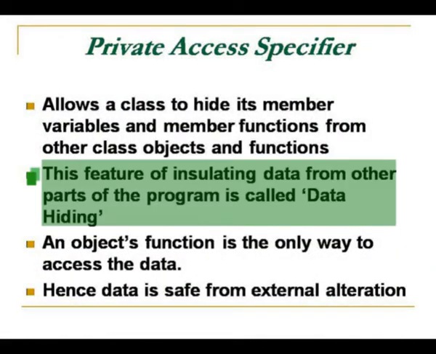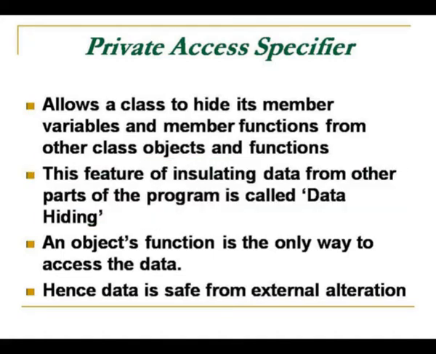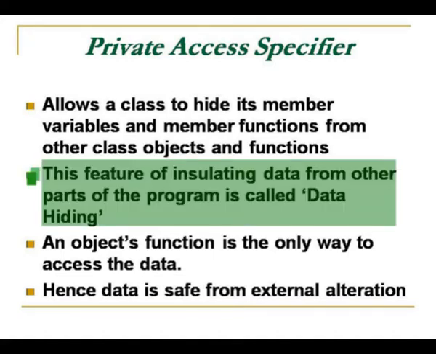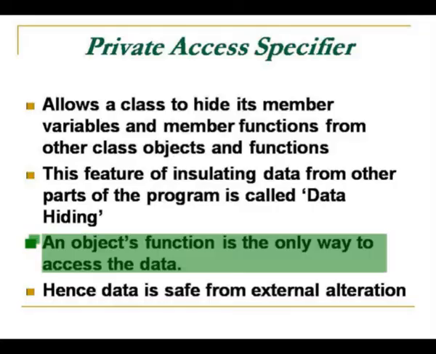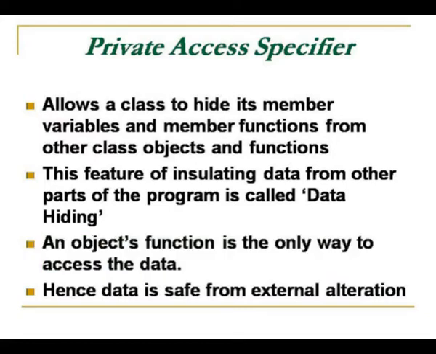This feature of insulating data or hiding data from other parts of the program is called data hiding. So, data hiding, encapsulation, abstraction, all three are complementary to each other. An object's function is the only way of accessing the data. See, when some data is hidden from all the other classes, how are we going to access the data? Then what is the purpose of declaring such data if it is going to be hidden from the rest of the program? There has to be some method by which we can access the data for some particular application at least.